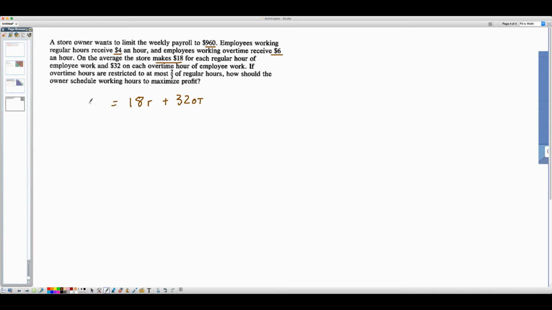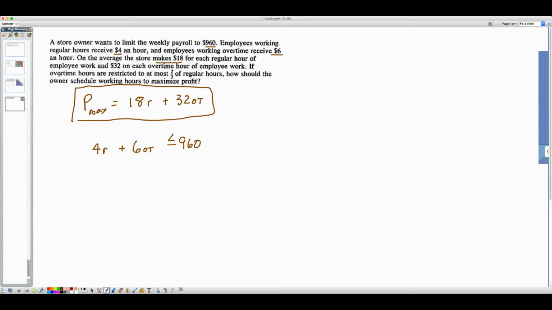And this is going to be my profit. This is what I'm going to try to maximize. So I want to know how much money I can make. So this is my optimization equation or optimization function. The constraints: $4 an hour for regular plus $6 an hour for overtime has to be less than or equal to $960 because I can't pay out any more than $960.